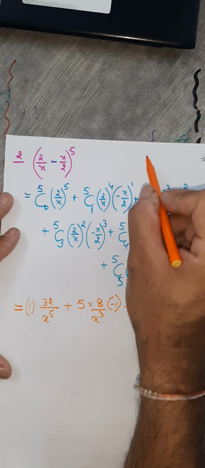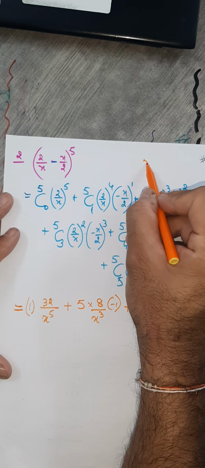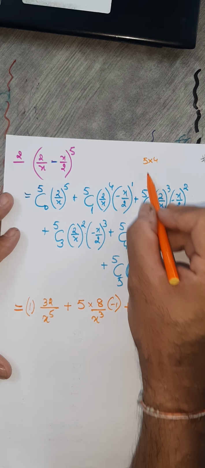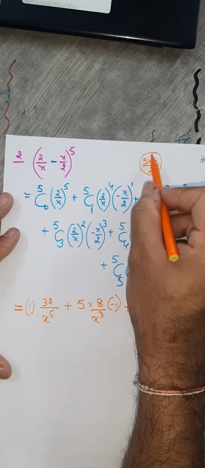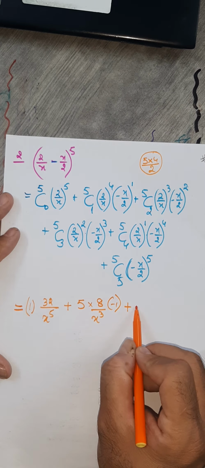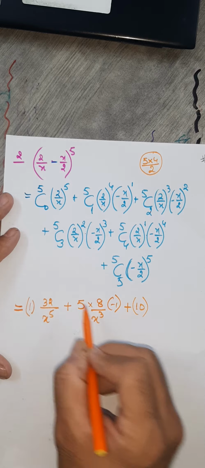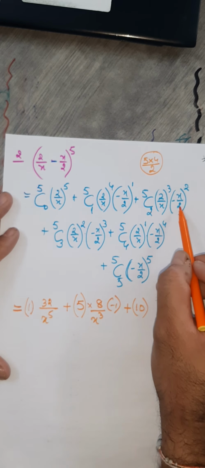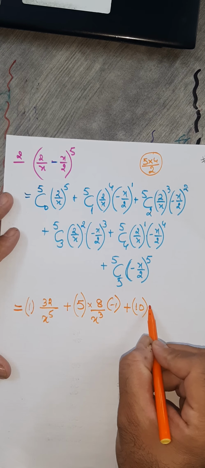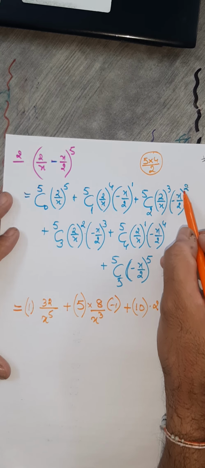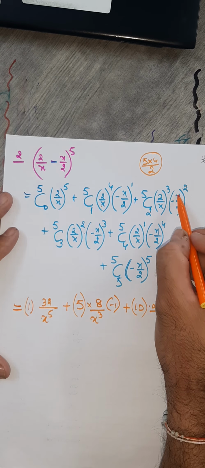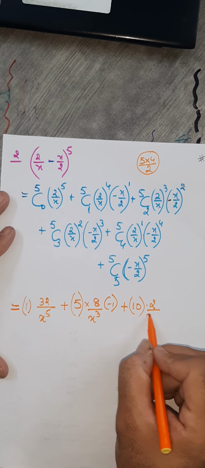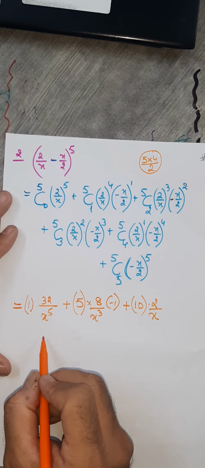5c2, how do we write 5c2? 5 into 4, 3 factorial will get cancelled by 2. So 5c2 is nothing but 10. So I'll write 10 here directly. Right? 10. What about this? Here 2 cube, here 2 square. So there you are just left with 2. This is an even power, so the minus sign doesn't play any role. This is x squared, this is x cube. So you are just left with x, plus.